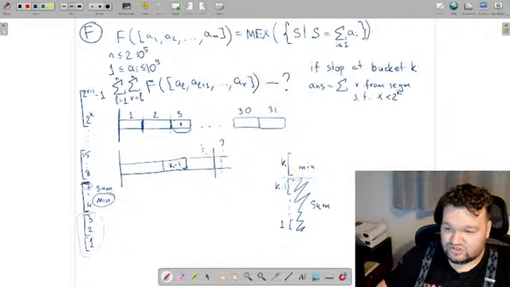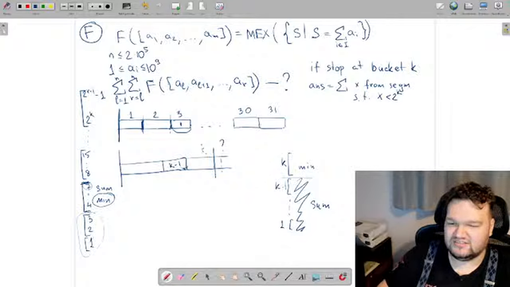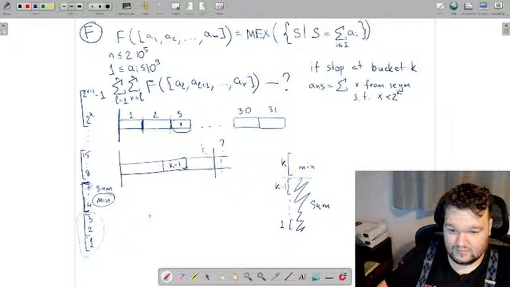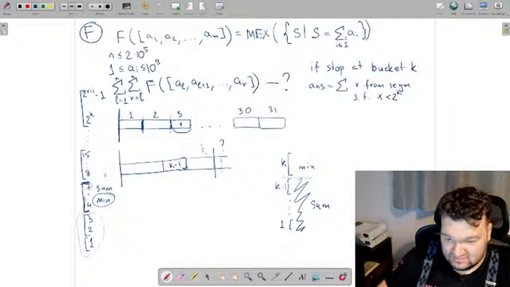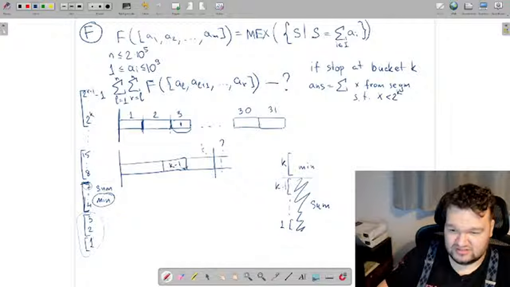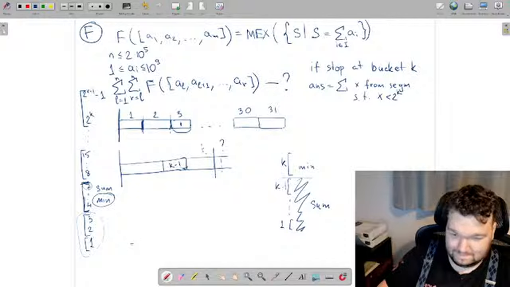Aren't the buckets changing as we move r? The values of buckets are changing, but the buckets themselves are always defined as from 2 to the power of k to 2 to the power of k plus 1, not inclusive. But the values are changed. The sum and the minimum, they are changed. Okay?